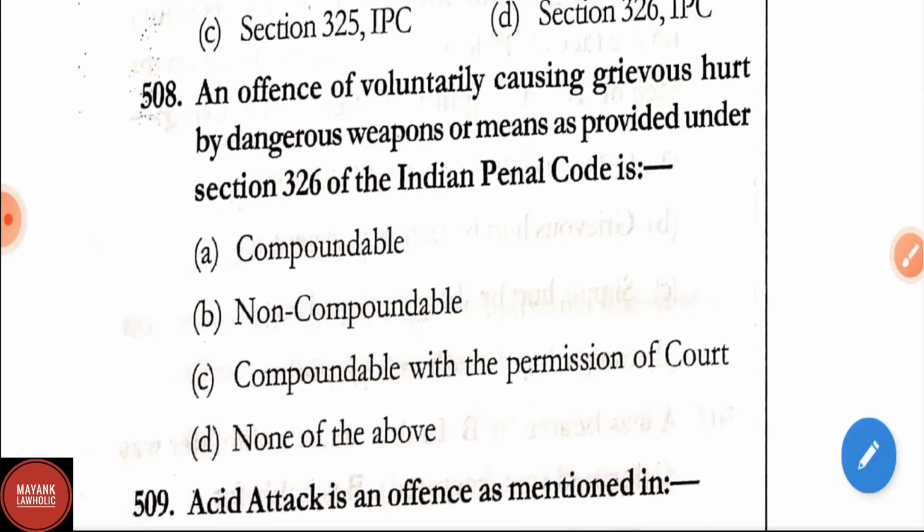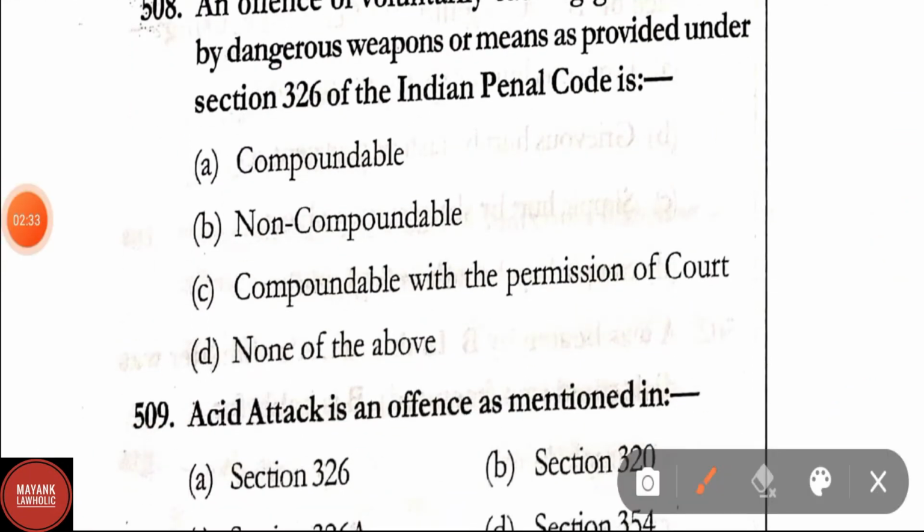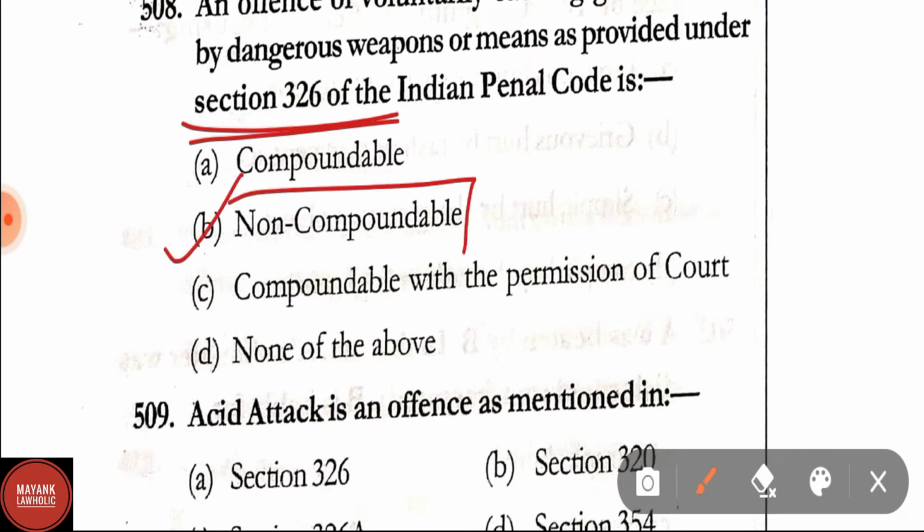Question number 508. An offence of voluntarily causing grievous hurt by dangerous weapons or means as provided under section 326 of IPC is compoundable, non-compoundable, compoundable with the permission of court, none of the above. Correct answer is option B, that is non-compoundable.